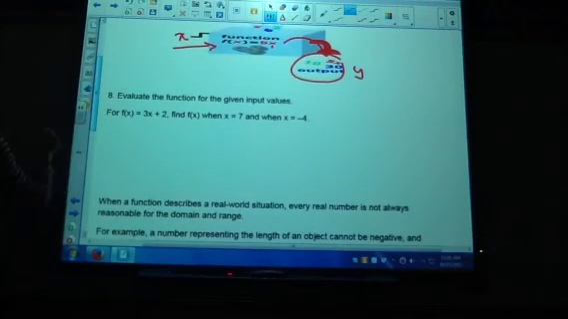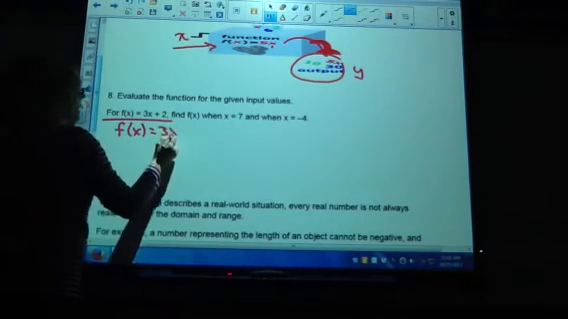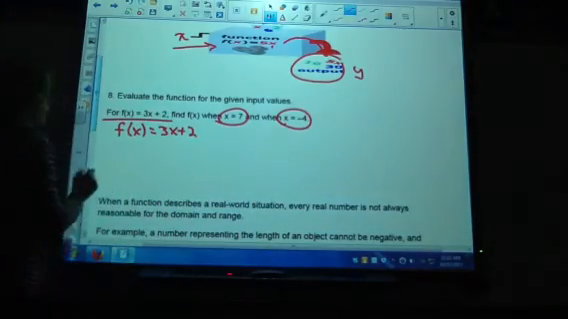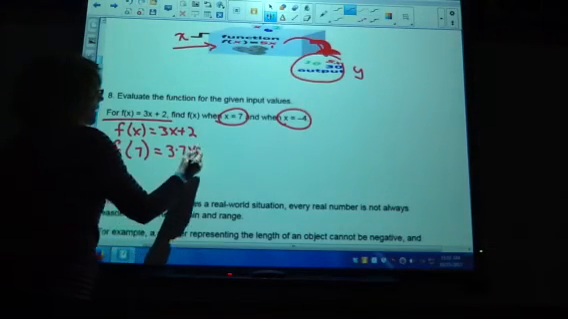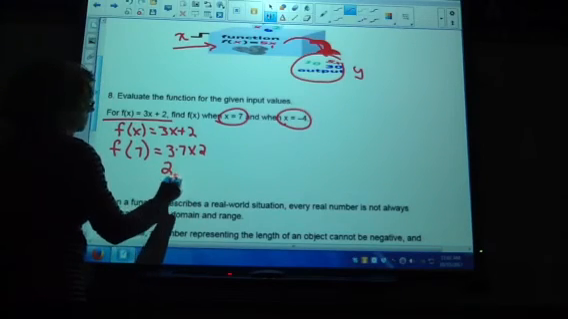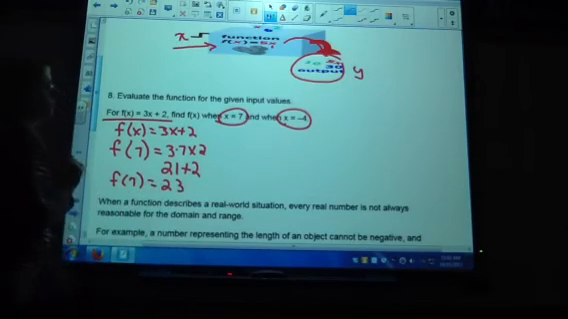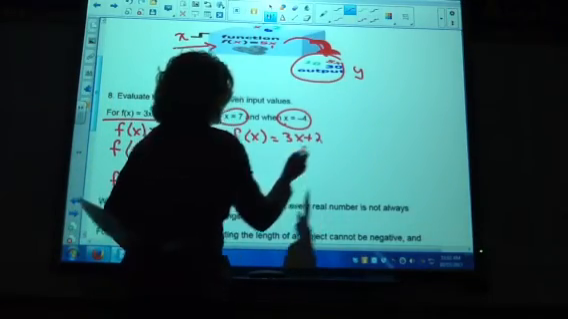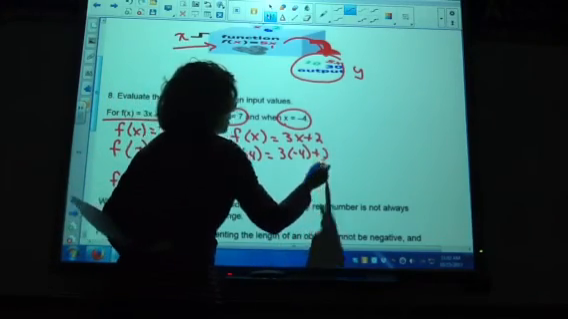All right, let's look at 8 here. Evaluate the function for the given input values. Okay, so here's my function. F of x equals 3x plus 2. So what you're going to do is you're going to substitute these values in for x. So for my first one, f of 7. Substitute 7 in for x, and then simplify. So f of 7 equals 23. Then we're going to substitute -4 in for x. And then simplify.